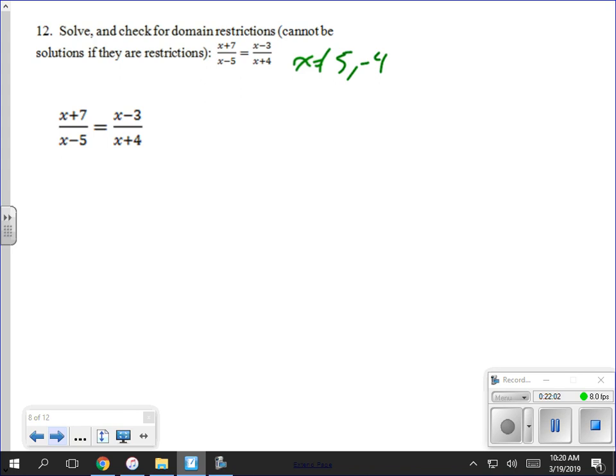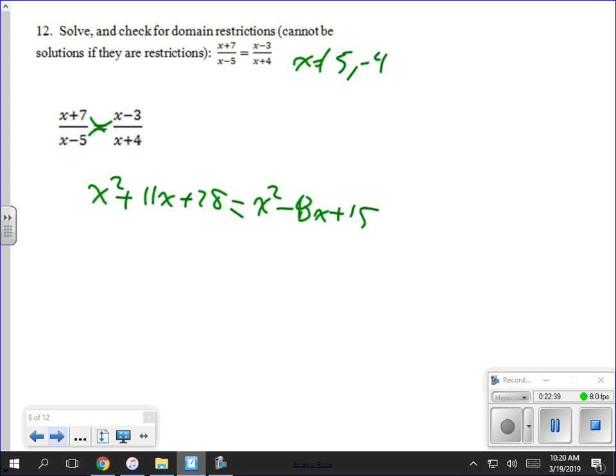And from here, it's a proportion, so cross multiply. X plus 7 times x plus 4, x squared plus 11x plus 28 equals x minus 5 times x minus 3, x squared minus 8x plus 15. You know the shortcut when it's just x and x, right? Add the two numbers, throw an x on it, multiply the two numbers, that's what goes on the end.